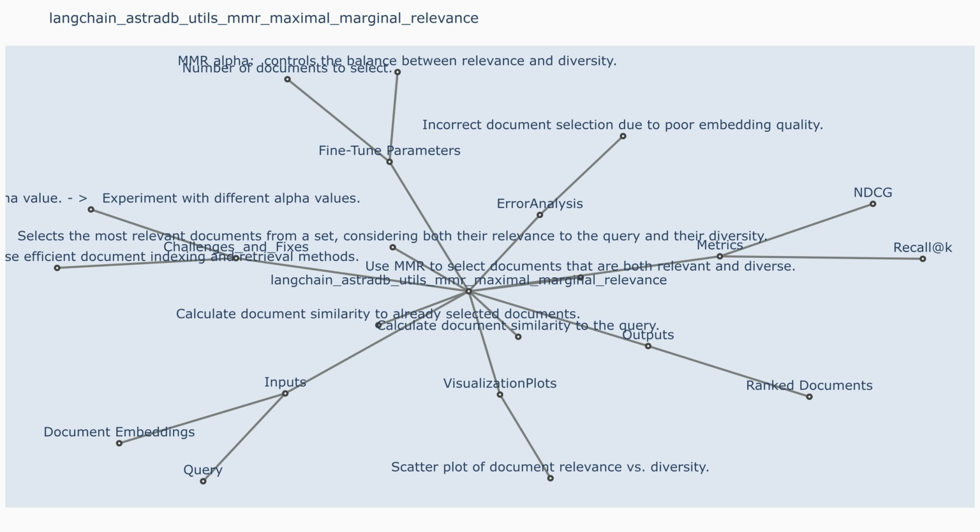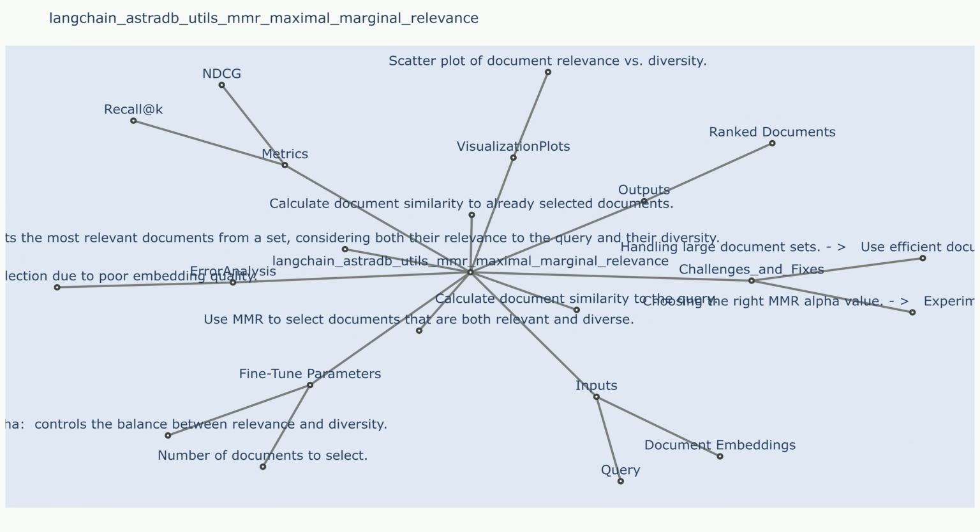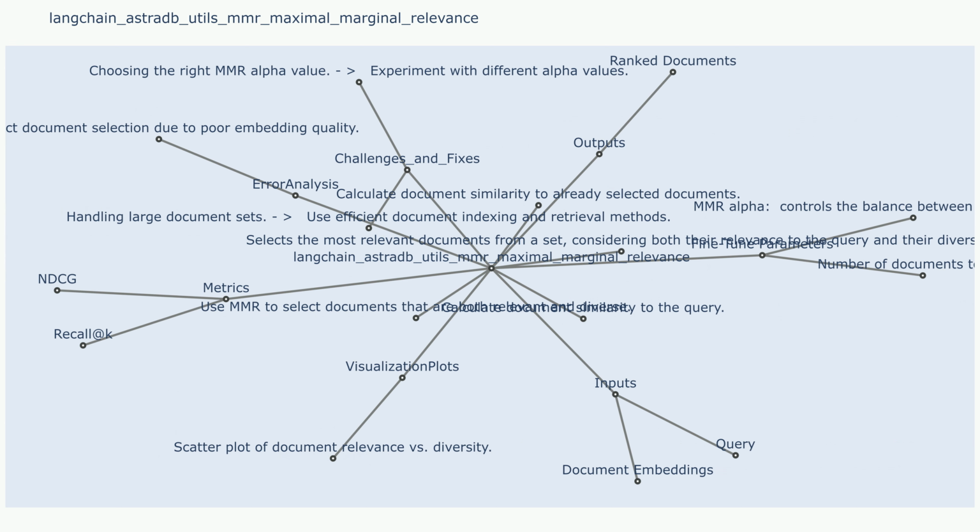LangChain Astra DB utils MMR, maximal marginal relevance. Description: the maximal marginal relevance (MMR) algorithm is a technique used to select a set of documents or sentences that are both relevant to a query and diverse from each other. This helps to ensure that the returned results are comprehensive and provide a varied perspective. The algorithm balances relevance and diversity by considering both the similarity of a document to the query (relevance) and the similarity of a document to previously selected documents (diversity).